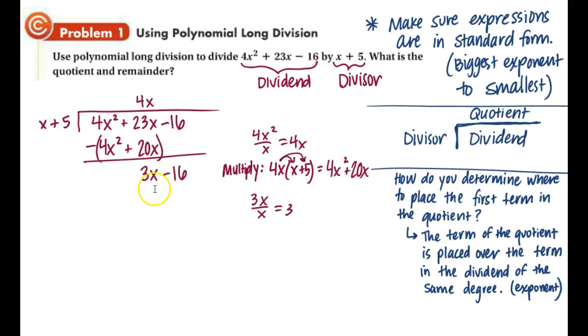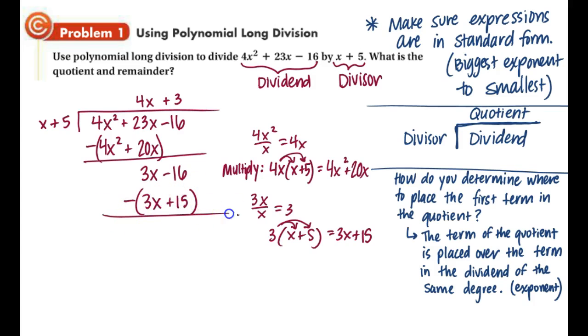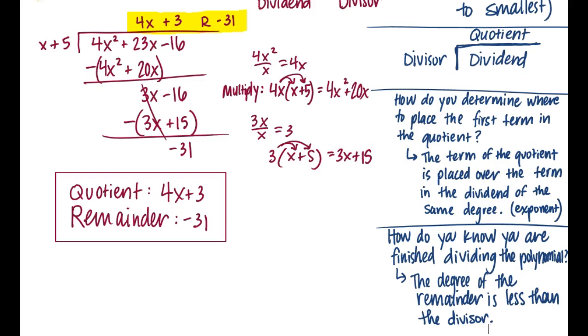and I drop down the minus 16. Taking the first term, the 3x, I think to myself, what is 3x divided by x, which is the number in front, and I get 3, so that means I'm multiplying by 3. So now I want to multiply 3 times x plus 5. And when distributing the 3, I get 3x plus 15. So that's what I want to write right below. When subtracting, the 3x cancels, and I get negative 16 minus 15, which is negative 31. So that means my quotient is 4x plus 3, and the remainder is negative 31.